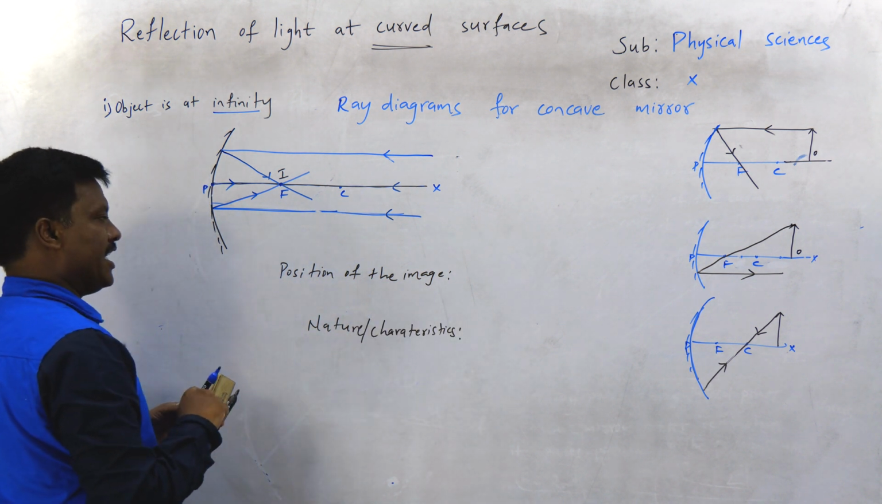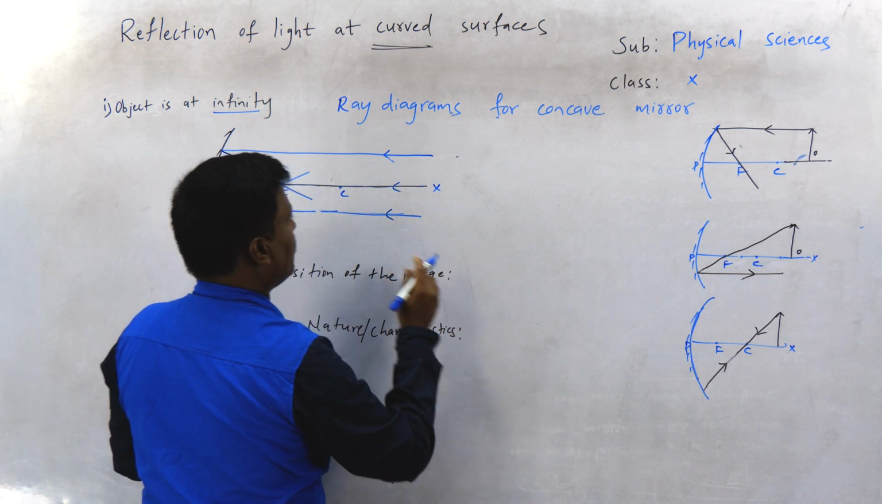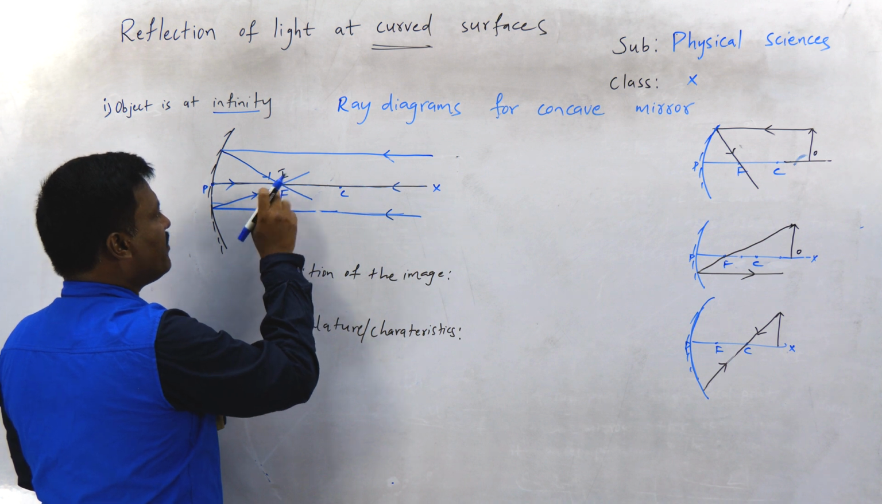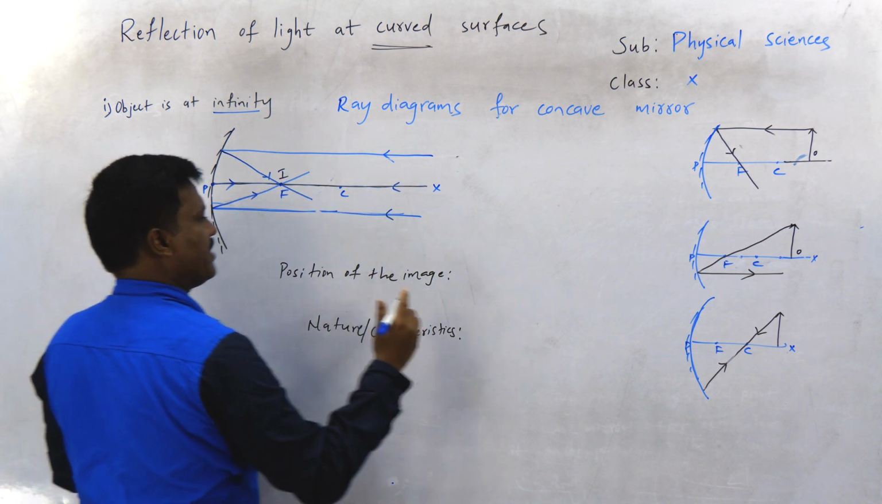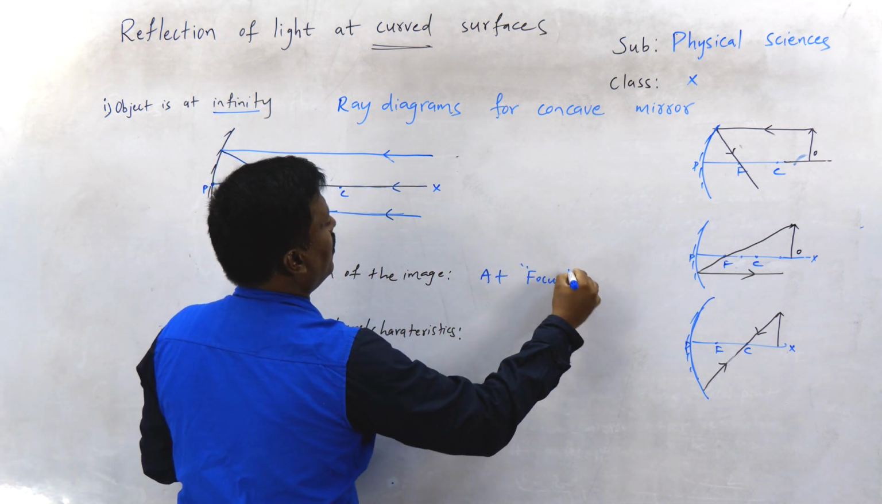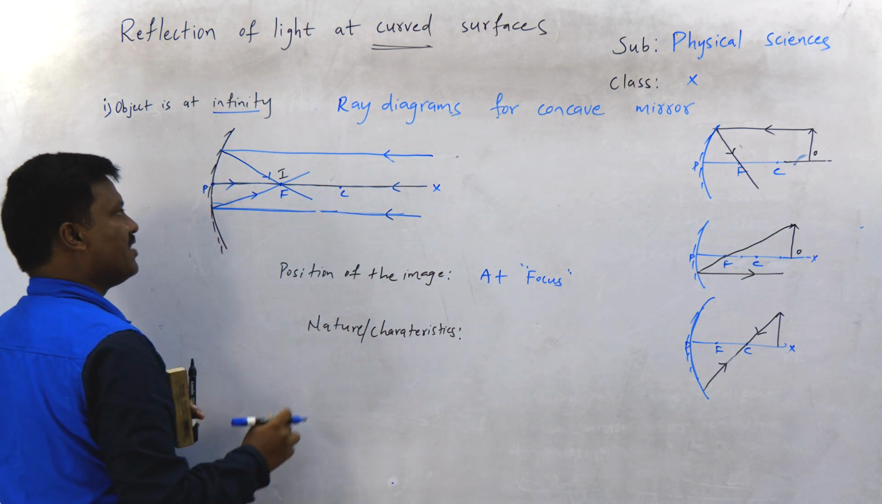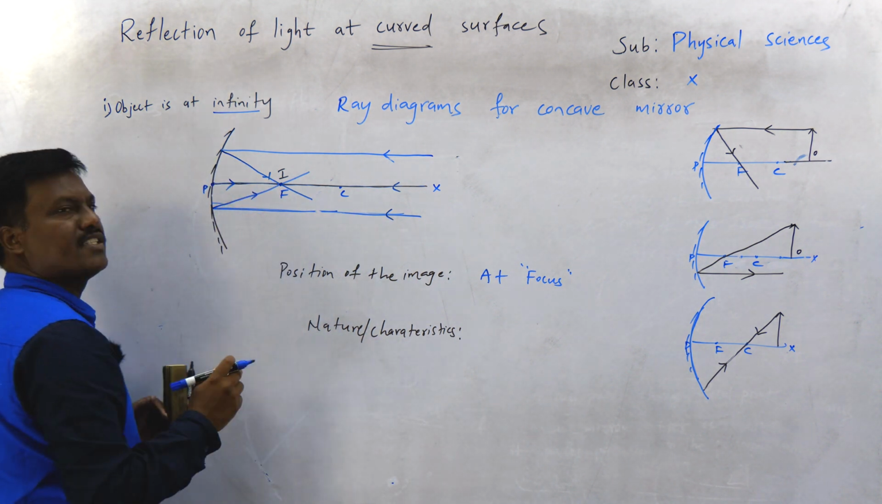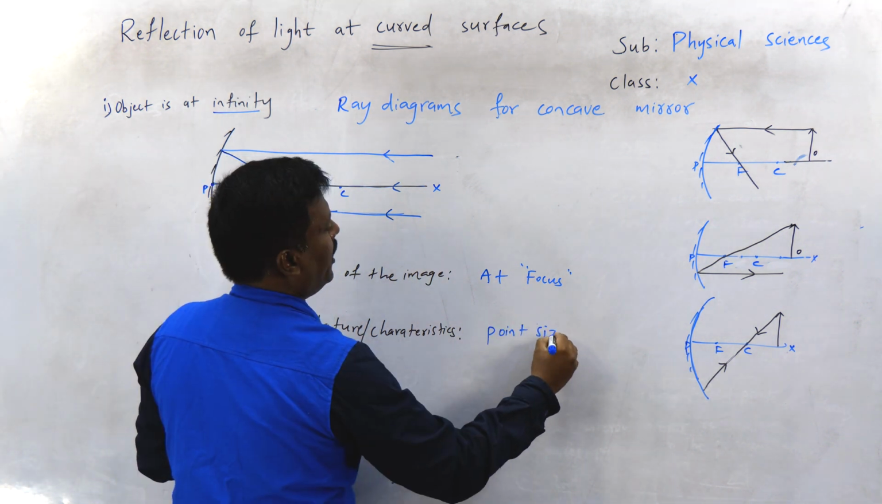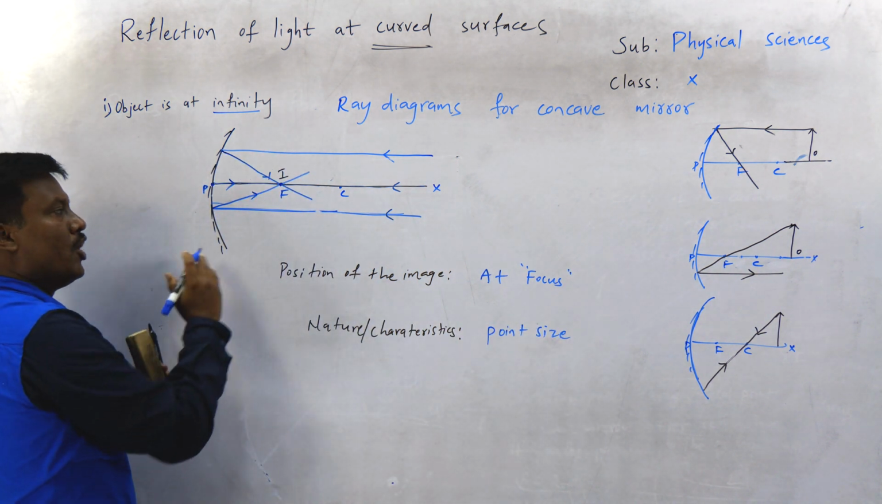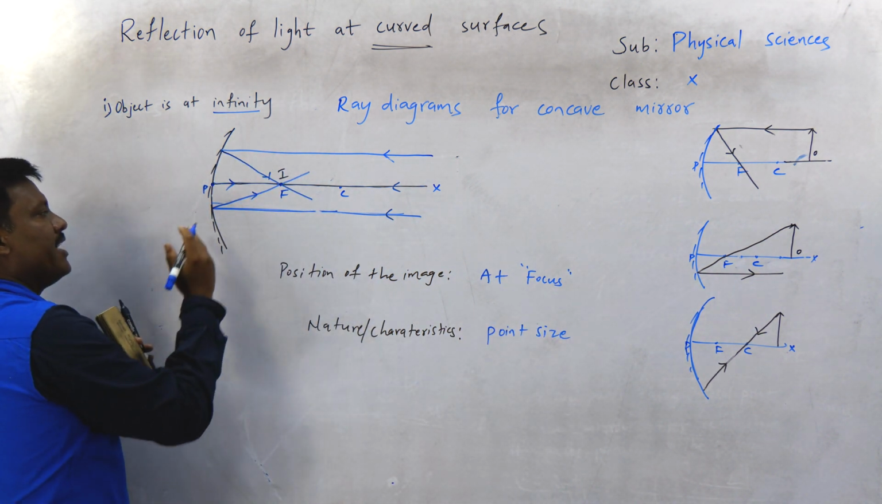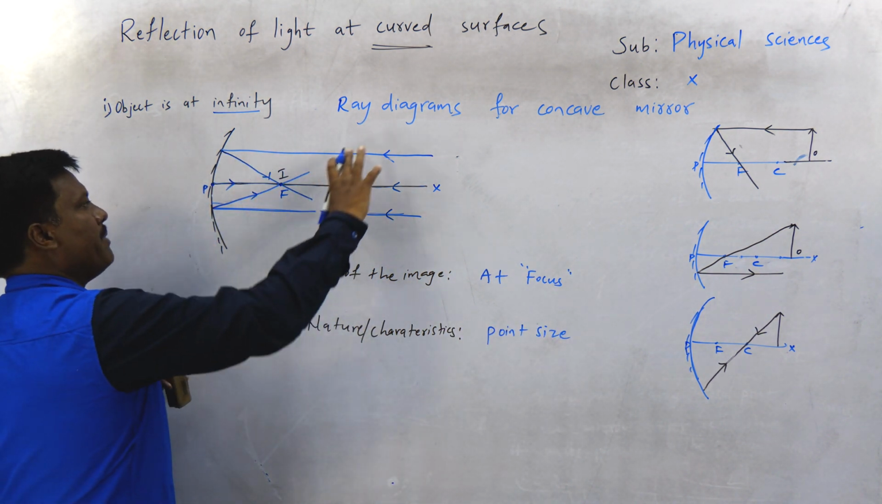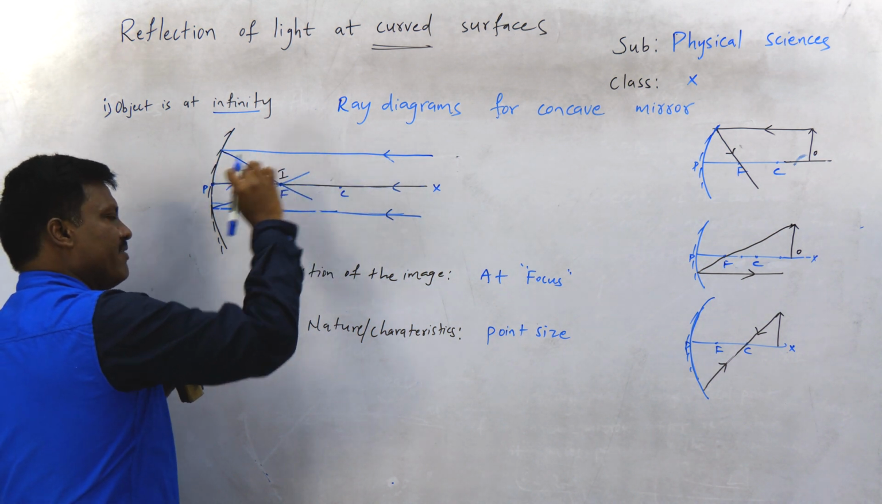See, I'll explain. Position of the image. Where is the position of the image? At focus. Image formed at focus. What is the nature of that image? This is point size image. And where is the image formed? Before the mirror or behind the mirror? Image is formed before the mirror, because after reflection light rays are converging.